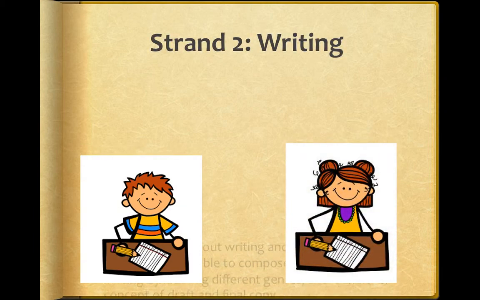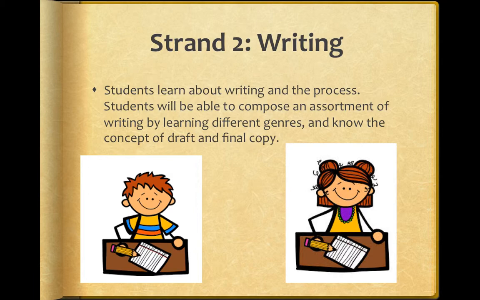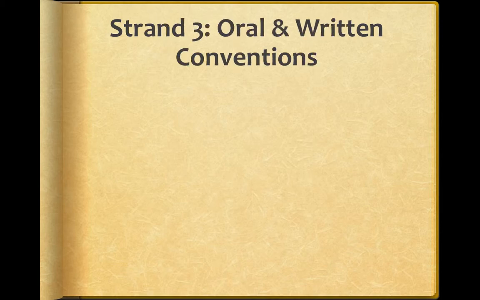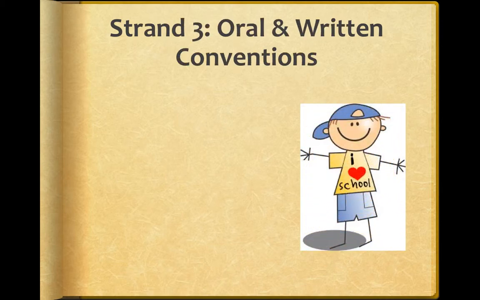Strand 2 is writing. Students learn about writing and the process. Students will be able to compose an assortment of writing by learning different genres and know the concept of draft and final copy. Next is Strand 3, oral and written conventions.